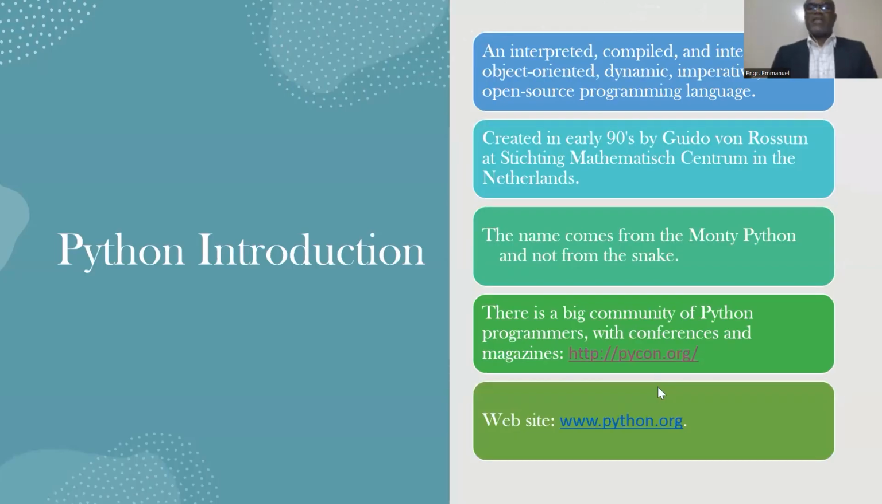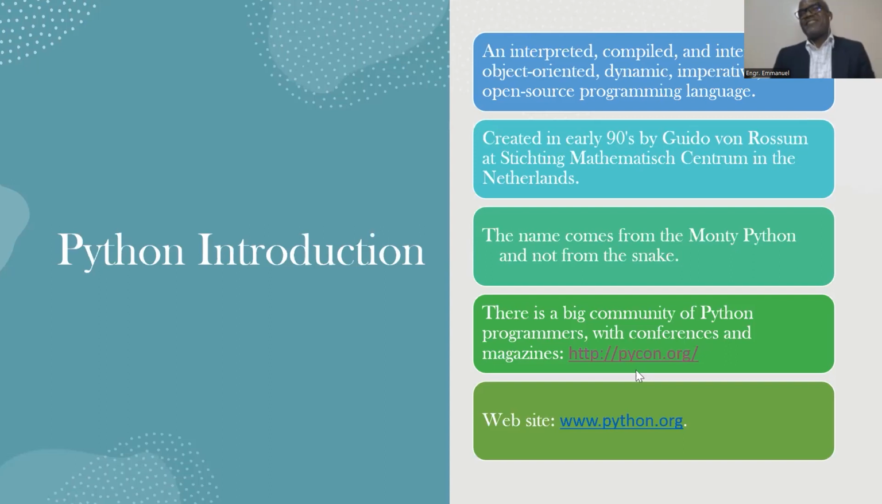Okay, without much ado, I will look at Python introduction. I'm sure we've discussed this earlier, perhaps in other presentations as well. We know that it's an interpreted, compiled, and interactive object-oriented programming language. It's quite dynamic, and it's an open source language as well. It was created in the 90s by Guido van Rossum at the Stichting Mathematisch Centrum in Netherlands.